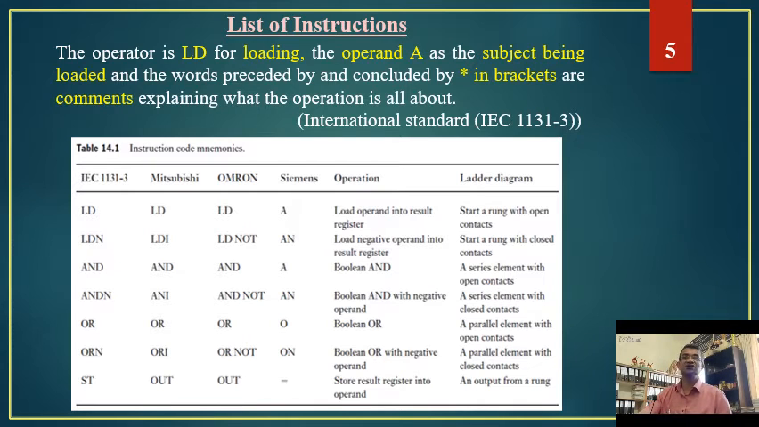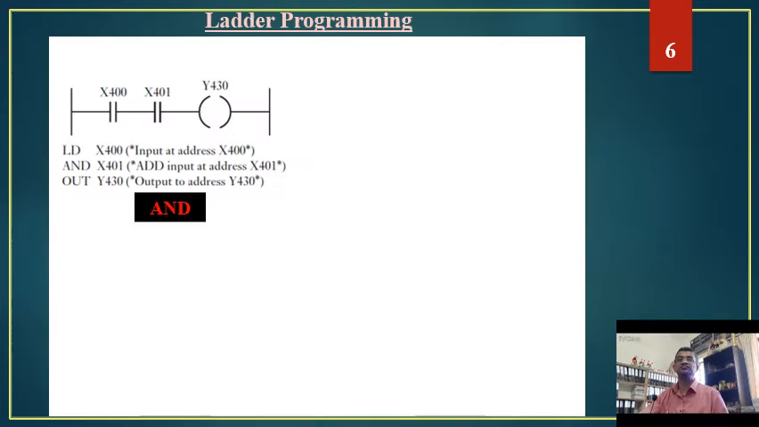So this is a simple list of instructions that are used. And finally, when we close a ladder program, we write OUT. That normally represents the end of any ladder program or instruction list. Next we will see some examples of ladder programs and try to convert each ladder program into an instruction list.